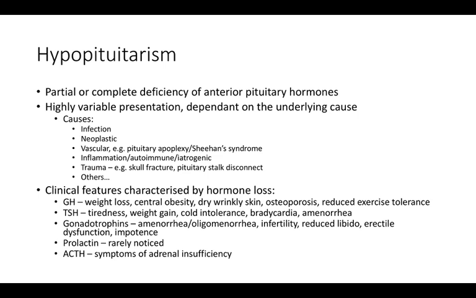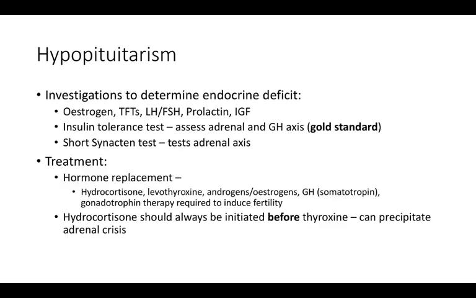Clinical features are characterized by the specific hormones that are lost, so there can be complete loss or only certain hormones can be affected. Most commonly, in fact, growth hormone is deficient, due to the somatotroph cells of the anterior pituitary having a very high metabolic rate. So this can present as weight loss with central obesity, dry wrinkly skin, osteoporosis, and reduced exercise tolerance. I won't discuss any of the further, but these are here for you to review.